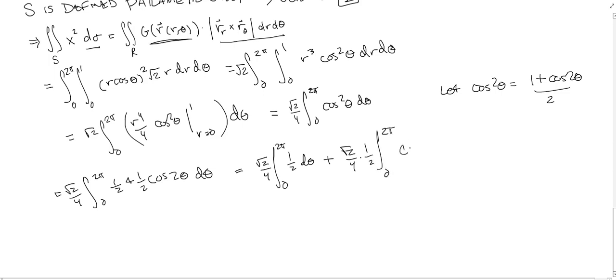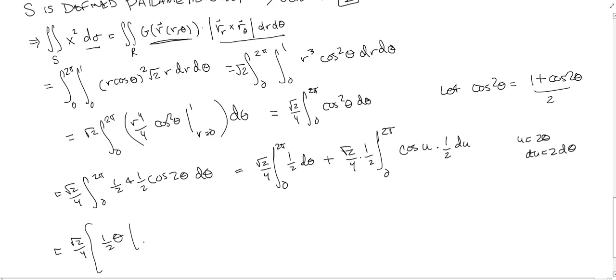And let's go ahead and let cosine 2 theta, let's let 2 theta be u. And so then we're going to need to divide by a 2 when we do that substitution. So I'm just letting u equal 2 theta, so du would be 2 d theta. Okay, and so we get square root 2 over 4. Let's just factor that all the way out to the front.